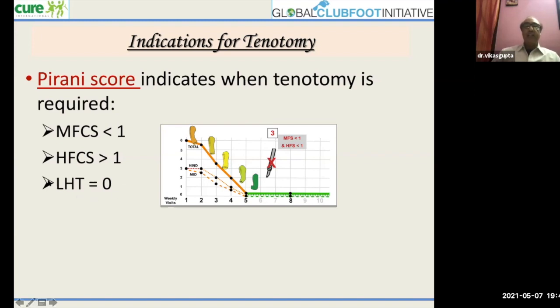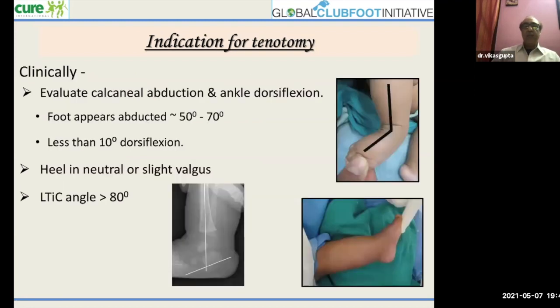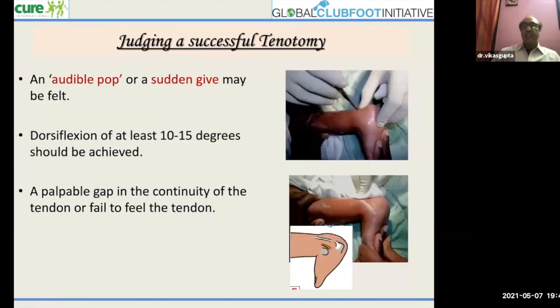Now, why is this important? When the talar head should not be palpable, this implies that the foot has achieved almost 50 degrees of abduction. Okay. Clinically, you can evaluate the calcaneum abduction and ankle dorsiflexion. The foot should be adequately abducted, about 50 to 70 degrees, and there should be less than 10 degrees of dorsiflexion, as in this foot. The midfoot deformity is corrected, but hindfoot deformity is still there. Heel should be neutral or slight valgus, and even if in doubt, go for the tibiocalcaneal angle, which should be more than 80 degrees.